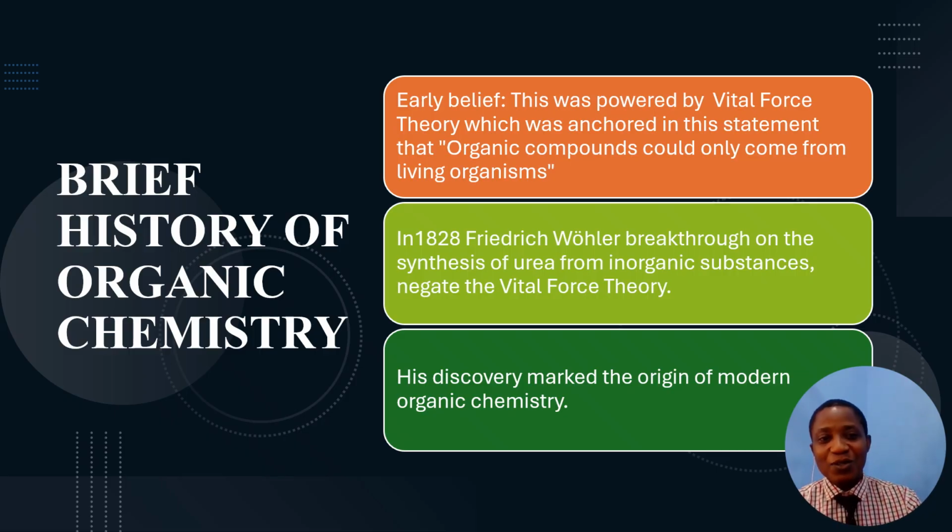Let's look at a brief history, that is, the historical background of organic chemistry. Initially, what they believed is that organic chemistry only had something to do with living organisms, that organic compounds only come originally from organic sources, that is, living organisms. This was backed up by a theory regarded as the vital force theory, which said that living organisms are the major source of organic compounds.